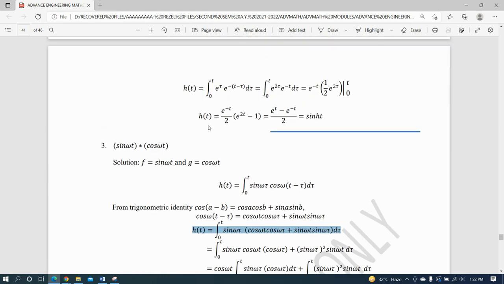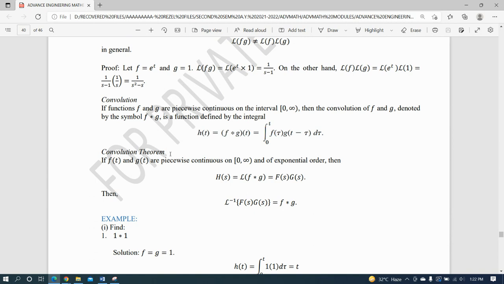Okay? So, recall lang natin yung convolution theorem, guys. Sabi niya dito, if f of t and g of t are piecewise continuous on 0 to infinity and of exponential order, then h of s is simply equal to the Laplace transform of the convolution of f and g, and that is equal to f of s times g of s. That's why, to determine the convolution of f and g, you simply get the inverse Laplace transform of f of s and g of s.